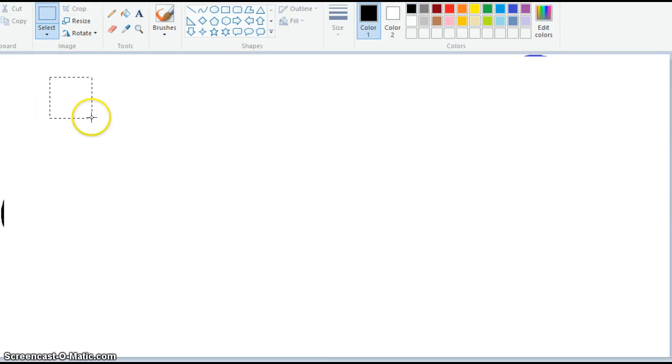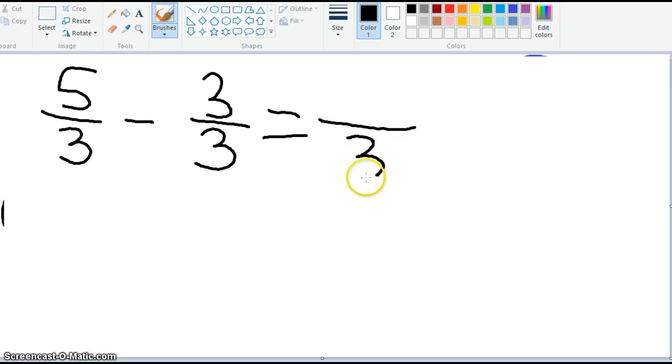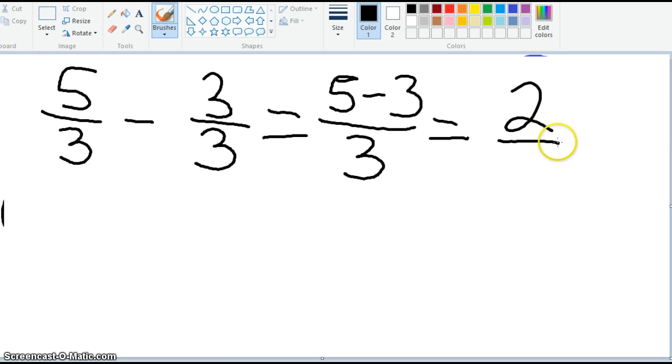So if I have here, oops, sorry, let me bring up the brush. If I have 5/3 minus 3/3, my denominators are both the same. They're both 3, so I'm going to move the 3 over and rewrite this problem as 5 minus 3, which gives us 2/3. The same principles apply here, except that now you're subtracting.